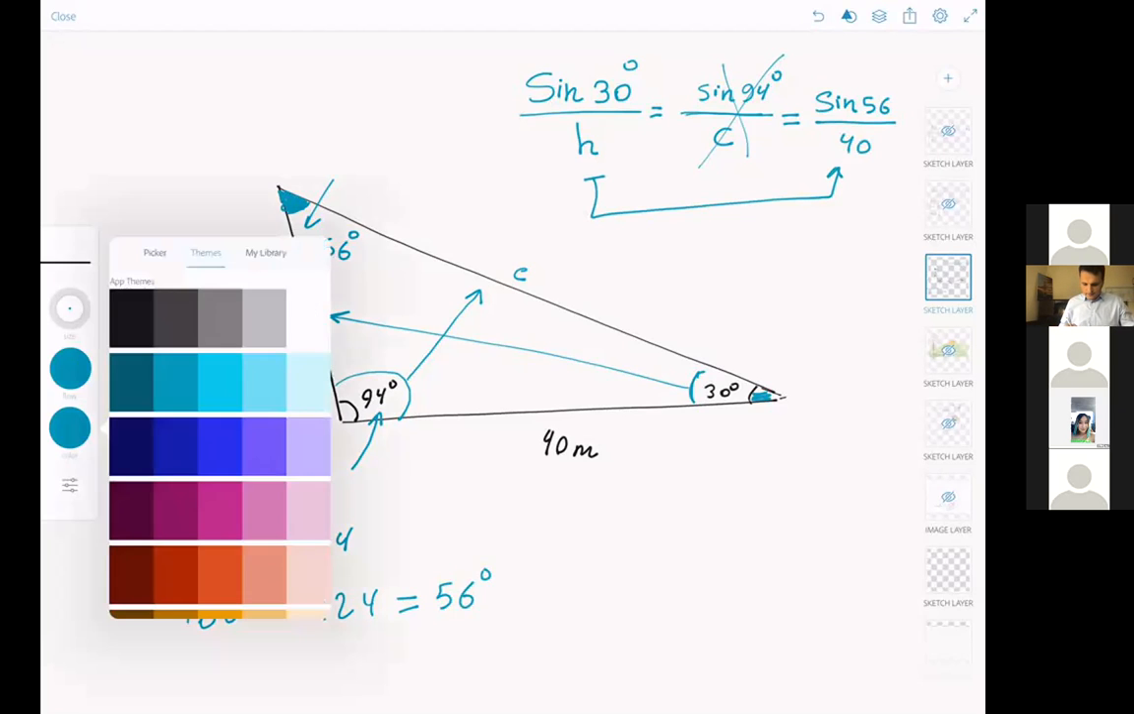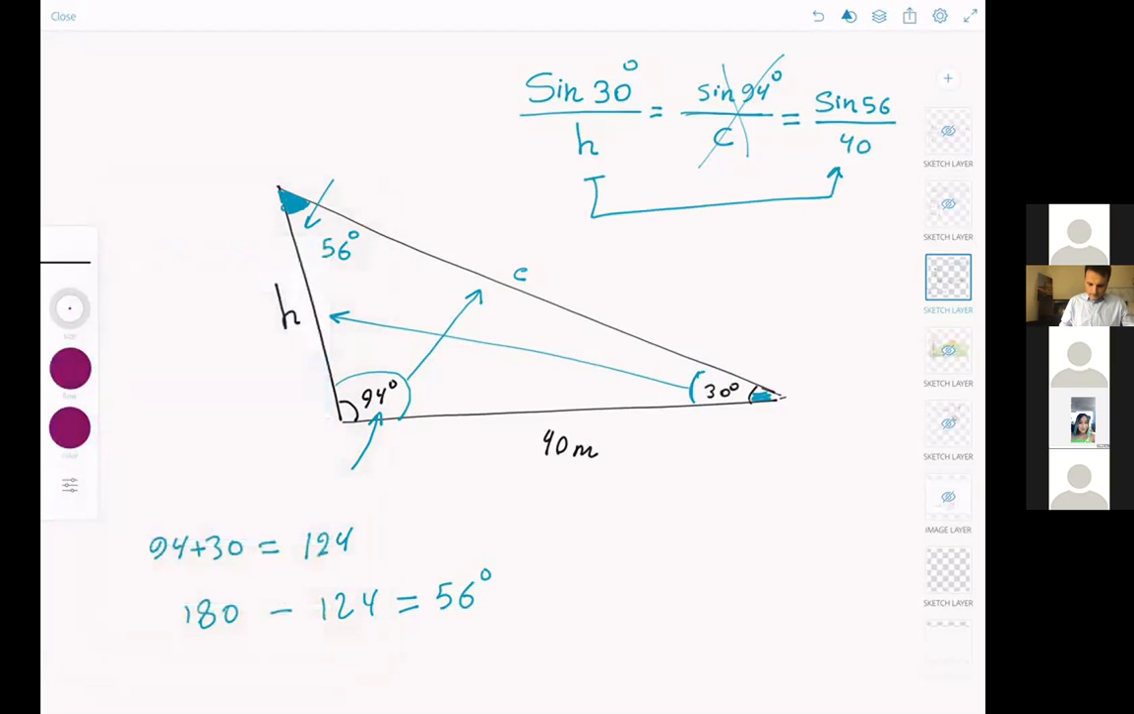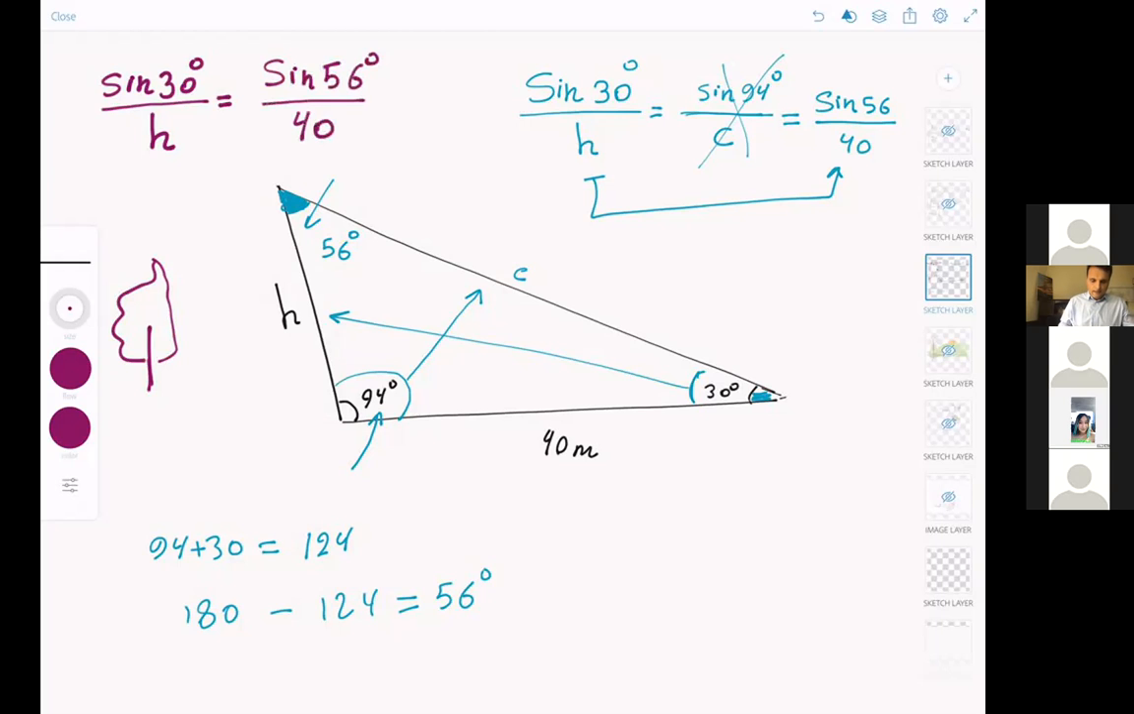So I'm going to rewrite it again. So we have sine of 30 degrees divided by h, the height that we are looking for, equal to sine of 56 degrees divided by 40. Now, this one we need to solve. Sine of 30, I know you guys know, is 1/2, but sine of 56 we don't know, and we use a calculator.